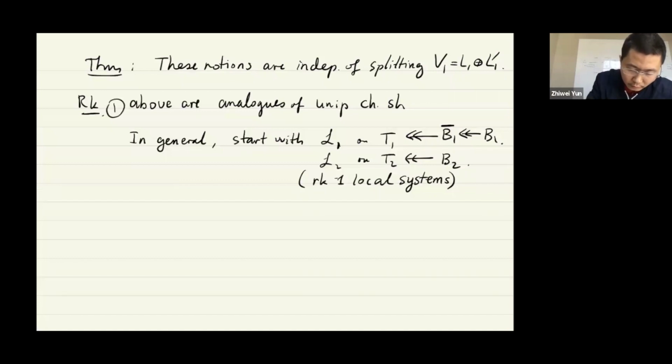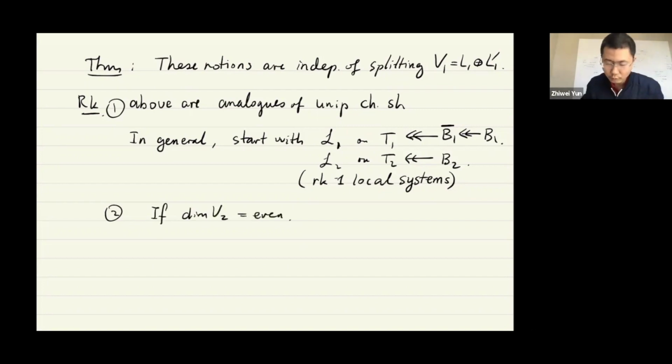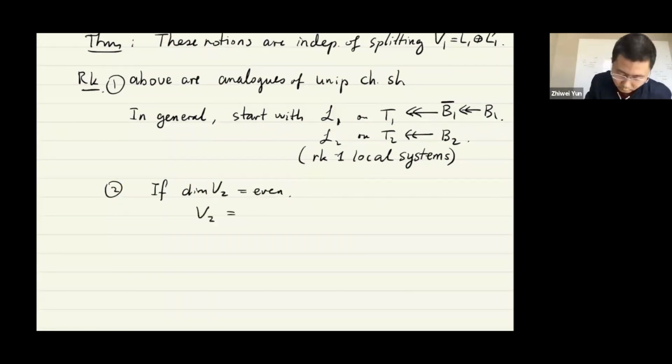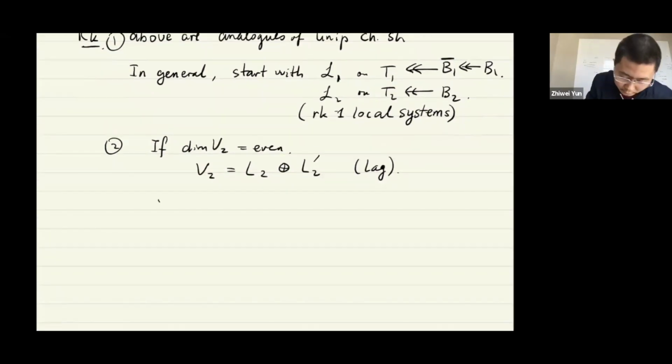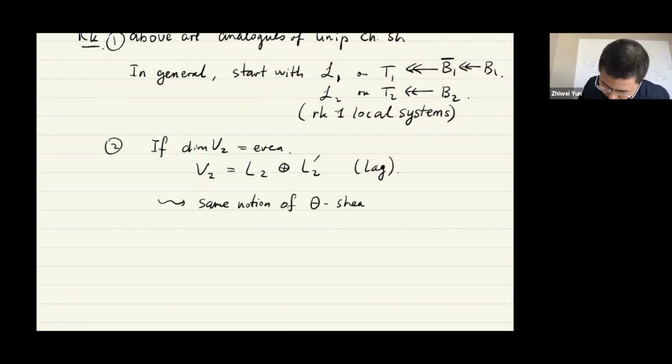Another remark is that we can also start by splitting V2. Let's say if V2 is even dimensional, even orthogonal group, then starting with the Lagrangian splitting for this orthogonal space, we can mimic this definition above and eventually get the same notion of theta intertwining sheaves.